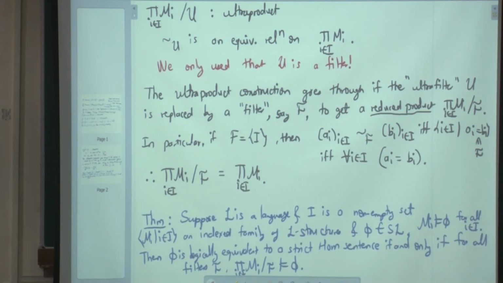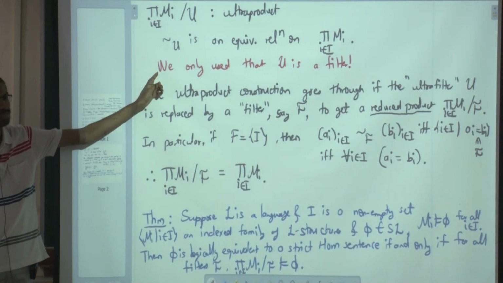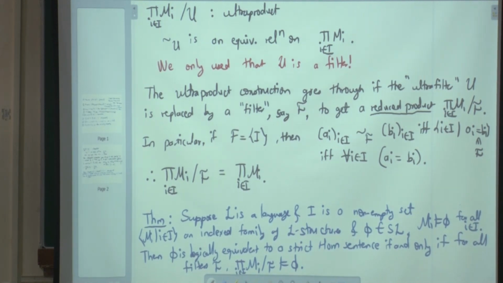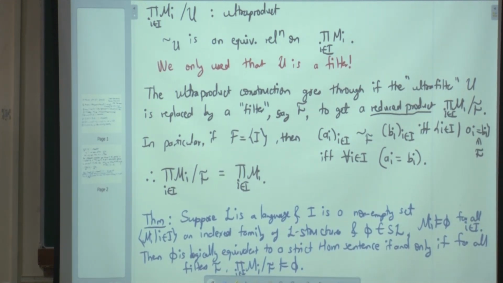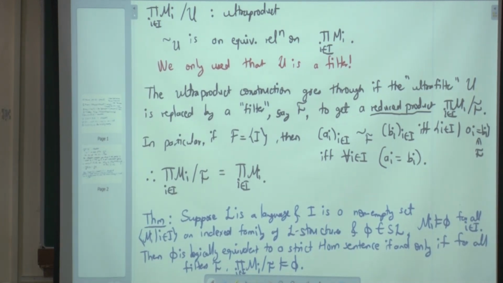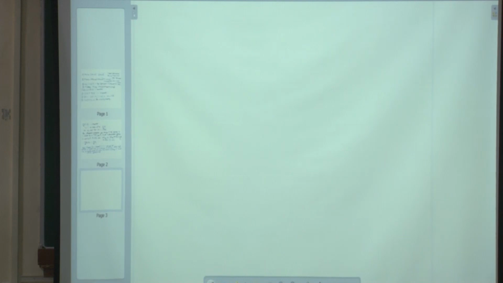Okay, now once again focus on this red sentence. What does this say? That we have only used that U is a filter. Then why are we talking about ultrafilters at all? Where exactly was it used in Walsh's theorem? So I am going to show you that part now.